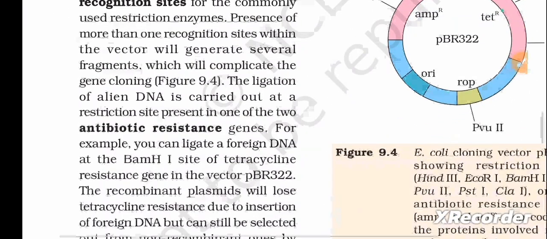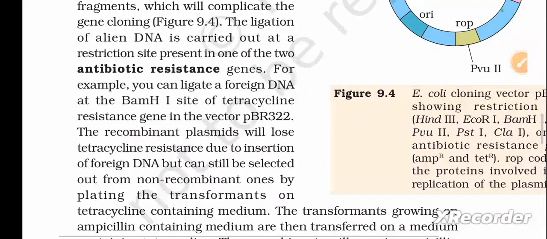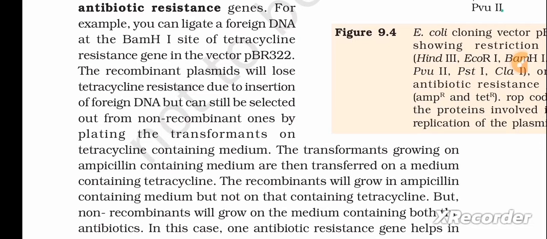Figure 9.4. The ligation of alien DNA is carried out at a restriction site present in one of the two antibiotic resistance genes. For example, you can ligate a foreign DNA at the BamHI site of the tetracycline resistance gene in the vector pBR322. The recombinant plasmids will lose tetracycline resistance due to the insertion of foreign DNA but can still be selected out from non-recombinant ones by plating the transformants on tetracycline containing medium.